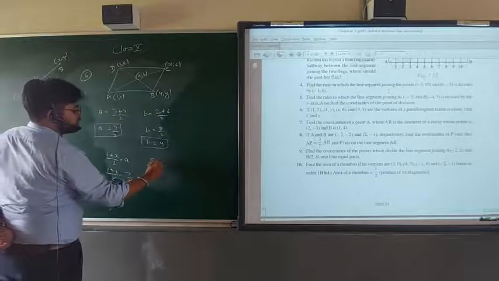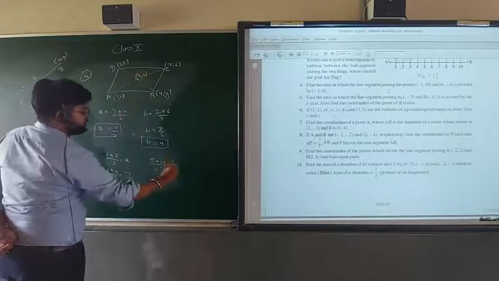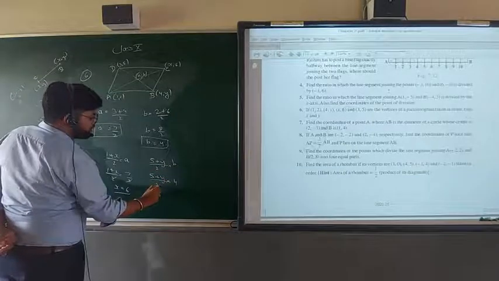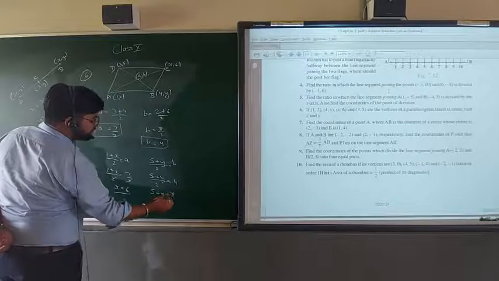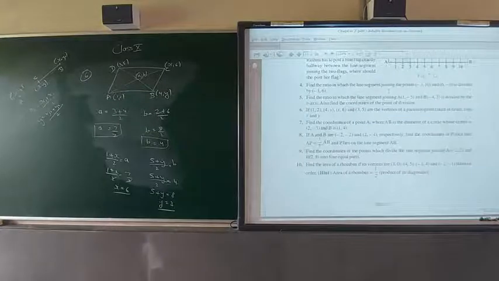Similarly, I apply 5 plus y upon 2. What will be the answer? It is B. Now what is the value of B? 5 plus y upon 2 will be 4. Now 2 fours are 8, so 5 plus y is equal to 8. Now 8 minus 5, the value of y will be 3. So the x value is 6 and the y value is 3. So these are the values of x and y.